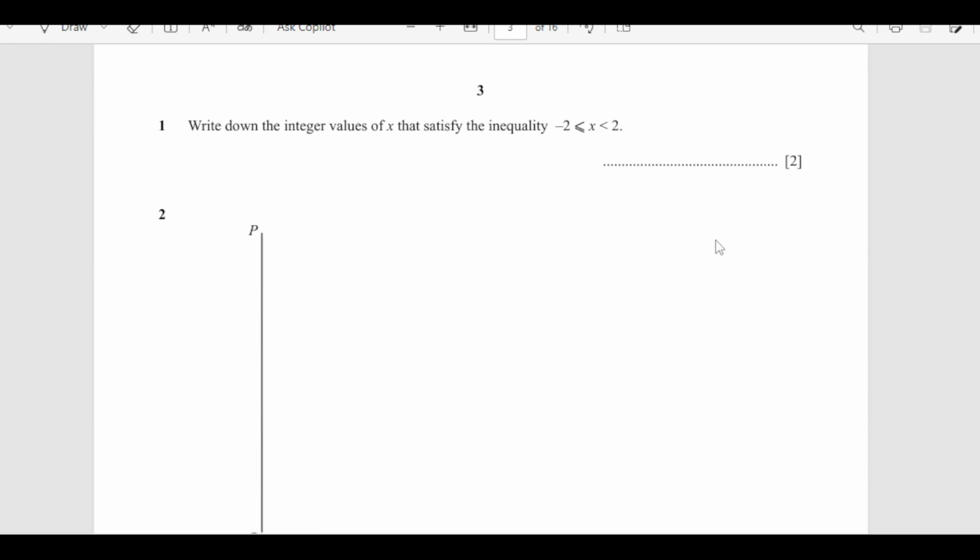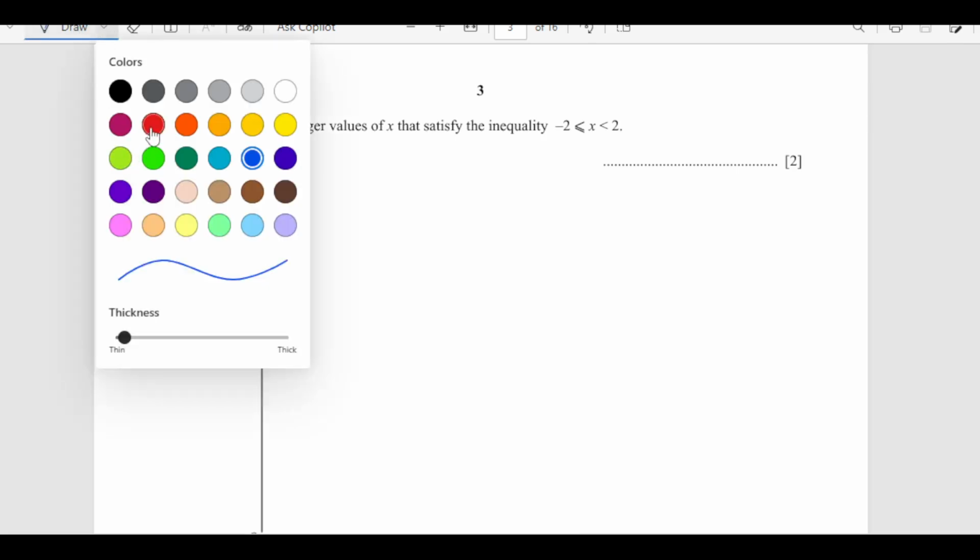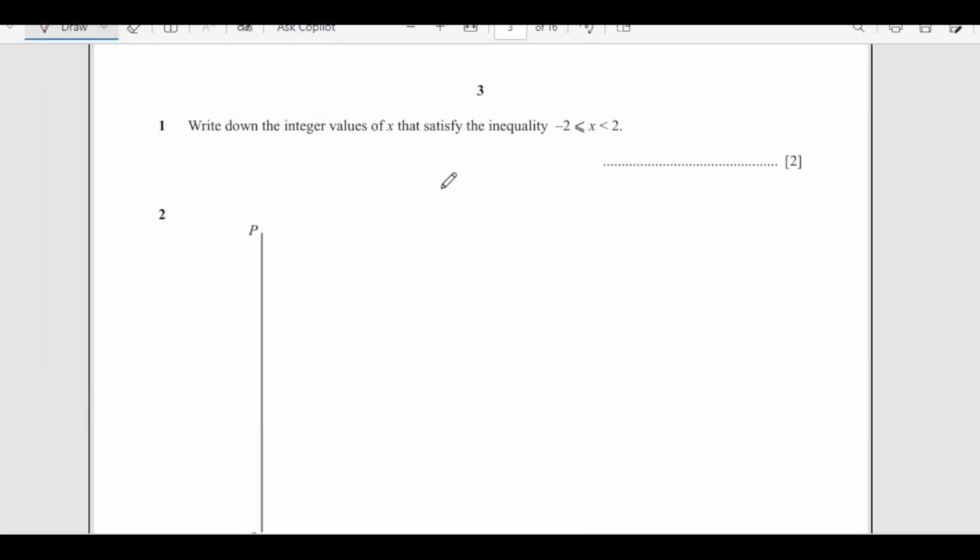write down the integer values of x that satisfy this inequality, right? So this inequality, we have here negative 2 less than or equal to x, and x is less than 2.